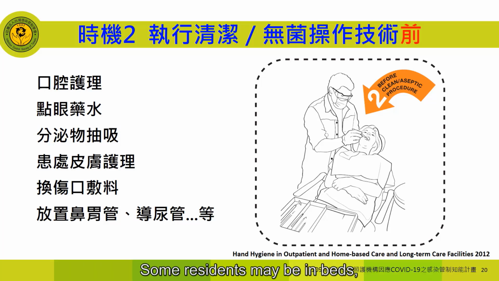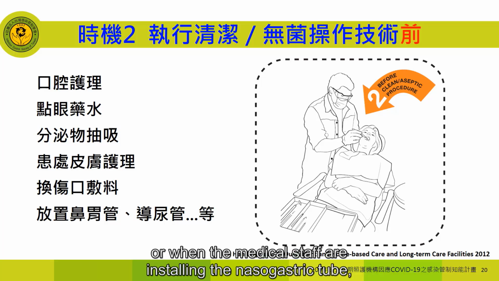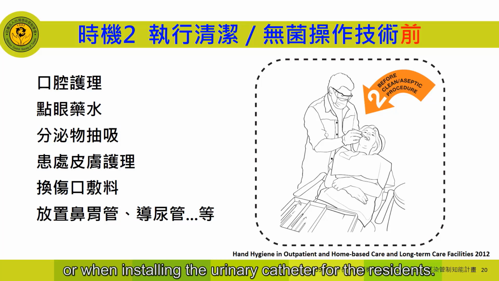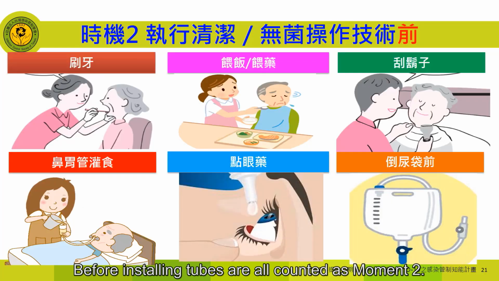Some residents may be in the beds. They may require phlegm suction. Since phlegm is secretion, the suction is also an aseptic procedure. This also applies when applying medicine to a wound or when the medical staff are installing the nasogastric tube or when installing the urinary catheter for the residents. Before installing tubes are all counted as moment 2.